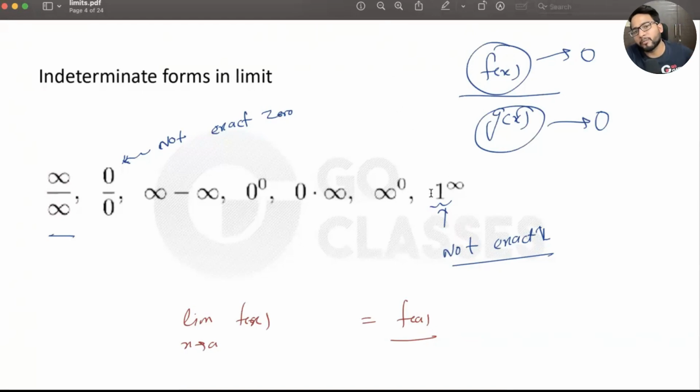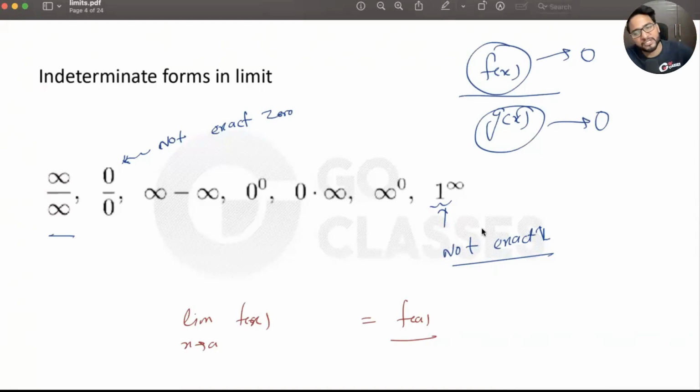Why is 1 power infinity not 1? Because this is not even 1. We will be seeing forms like 1 power infinity, infinite power 0, or like this, but these are not 1 and 0. These are not exact 1 and 0.